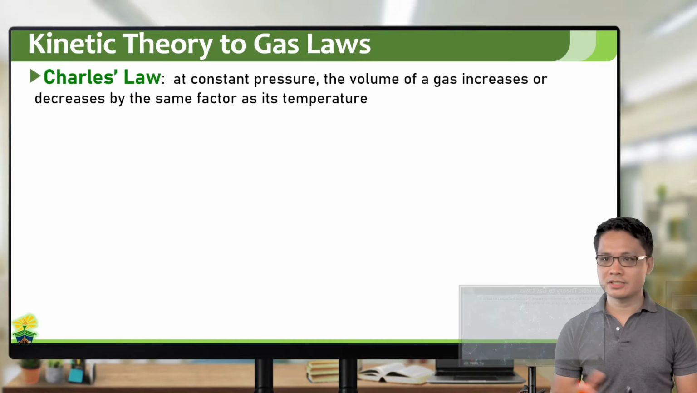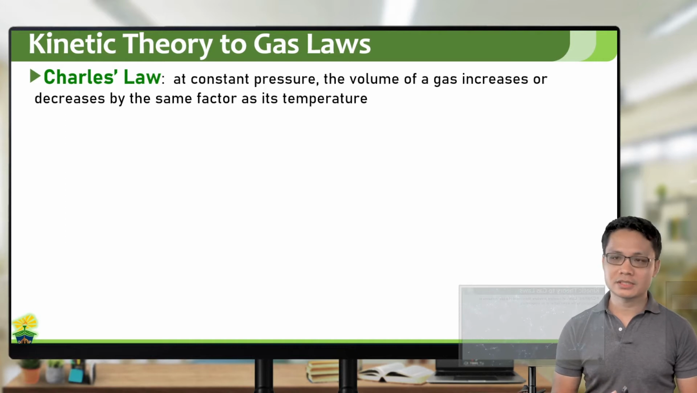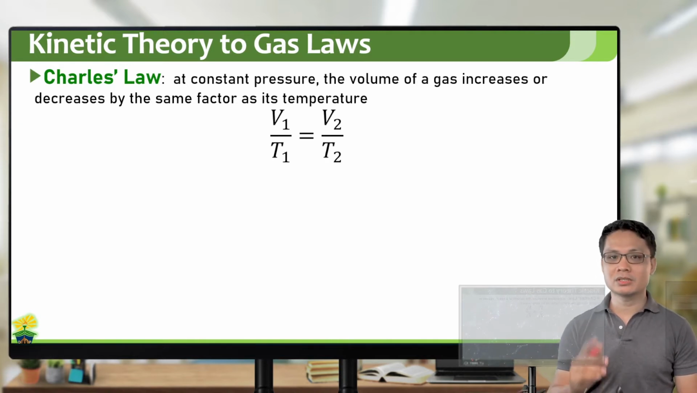The kinetic theory has been used in the formulation of ideal gas laws. We have Charles' law, which states that at constant pressure, the volume of a gas increases or decreases by the same factor as its temperature. Mathematically, that is expressed as the ratio between the initial volume and temperature is just equal to the ratio of the volume and temperature at any given change of either of these parameters.